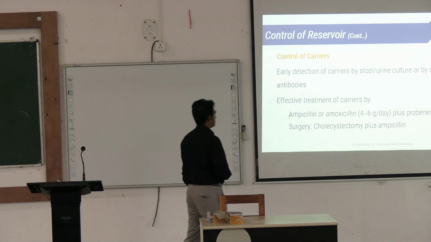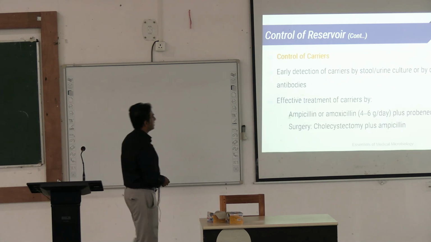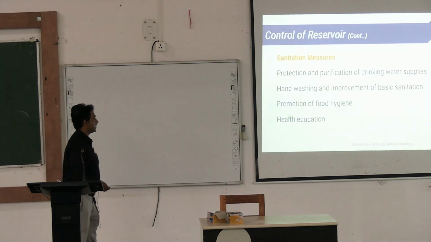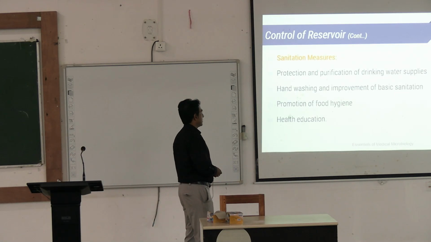Control of the carriers: early detection by stool or urine culture or by detection of the Vi antibodies. Effective treatment of the carriers is done by ampicillin or amoxicillin 4 to 6 gram per day plus probenecid 2 gram per day for 6 weeks. In surgery, for cholecystectomy, ampicillin is given. Sanitation, protection and purification of the drinking water supplies.